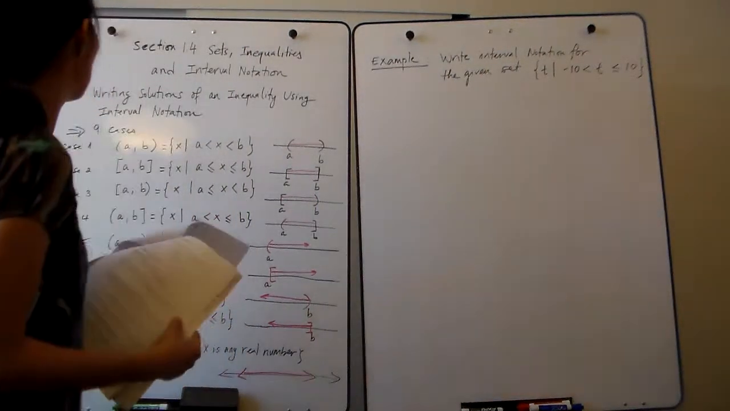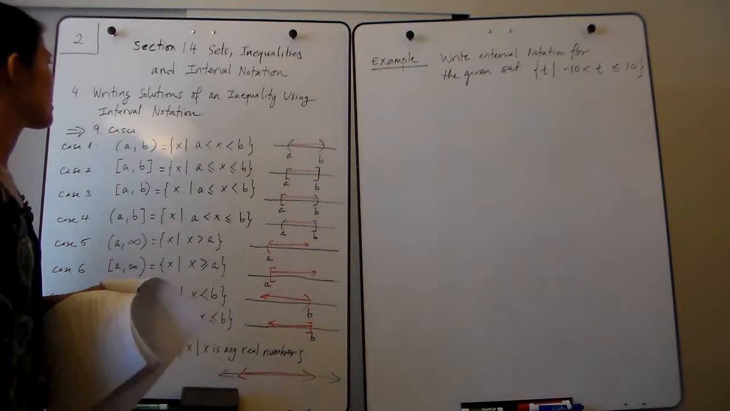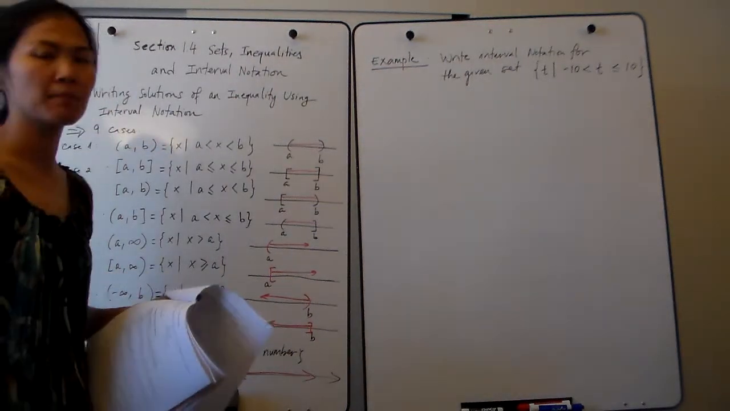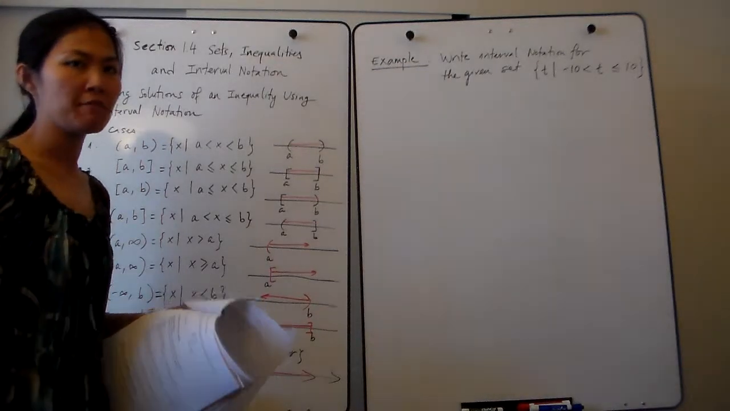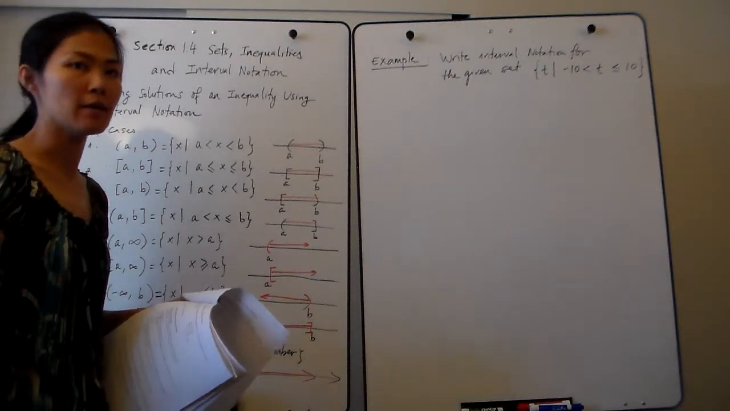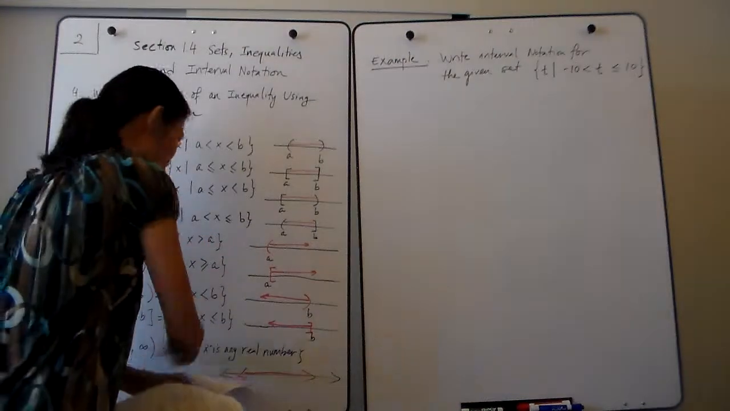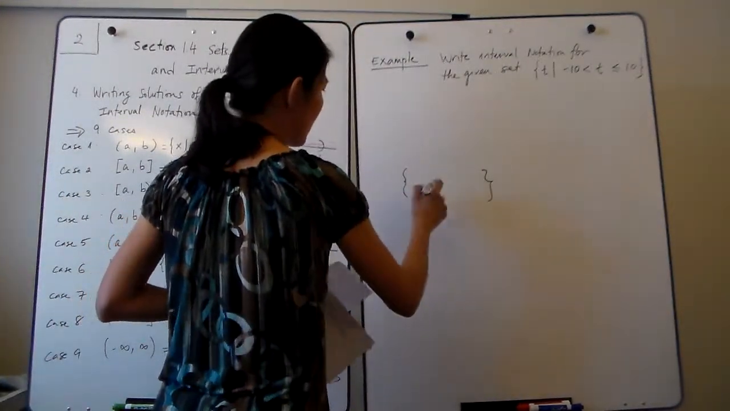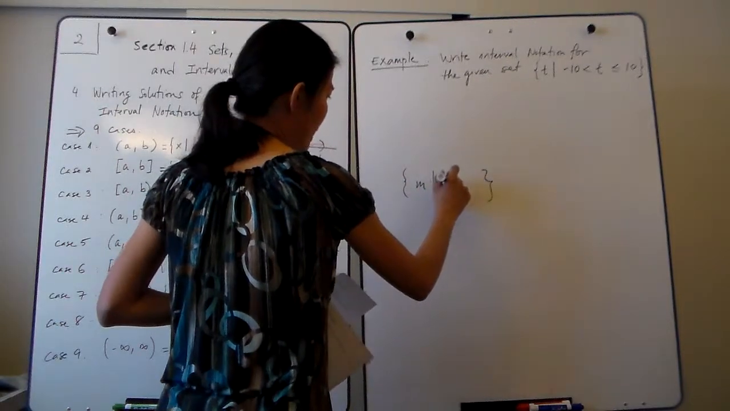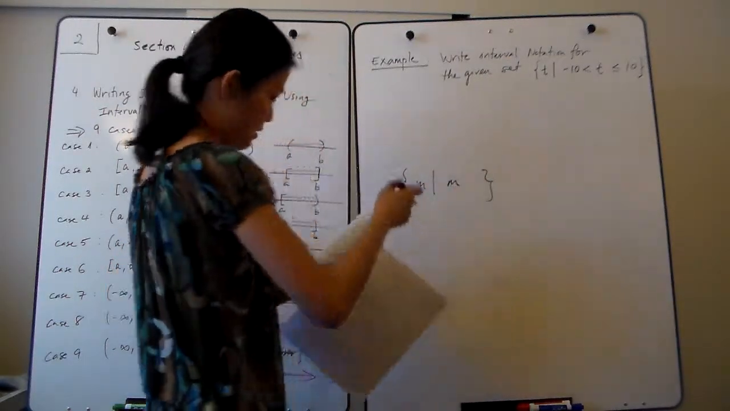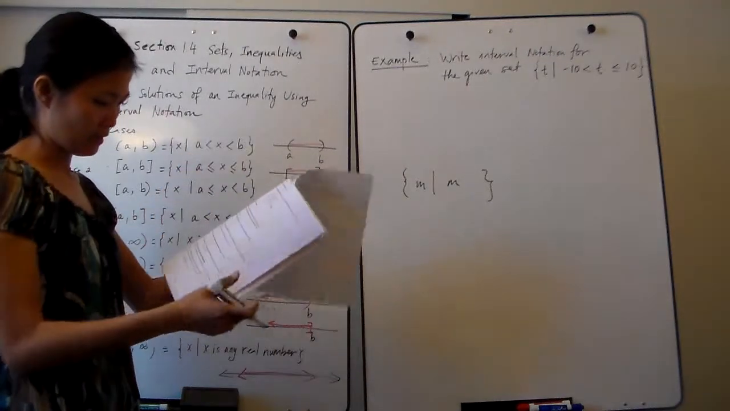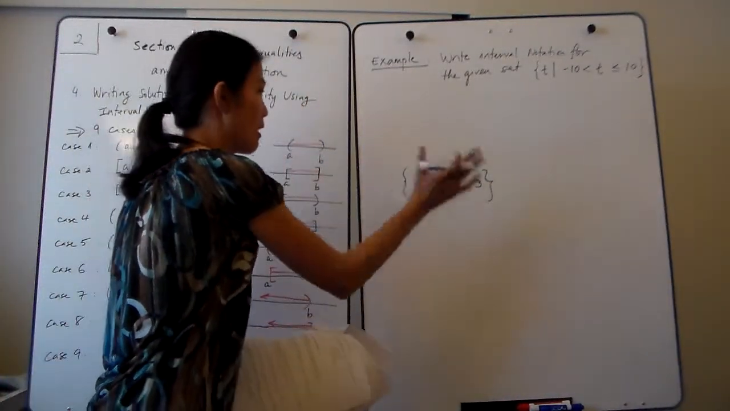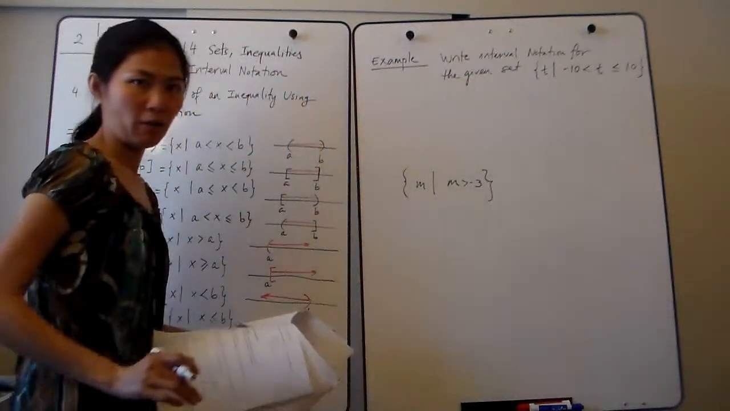Alright, here's number 4. Writing solutions of an inequality using interval notation. Unlike the previous example, where we wrote the solution in set notation using braces, m such that m something. The previous example we had is m greater than -3. This is the set notation, okay.